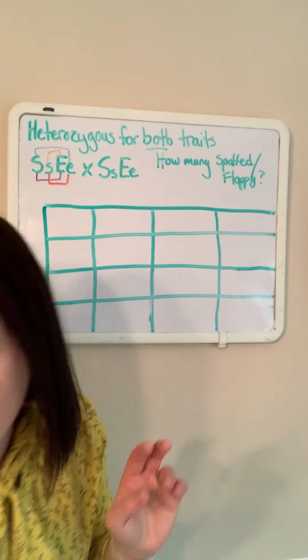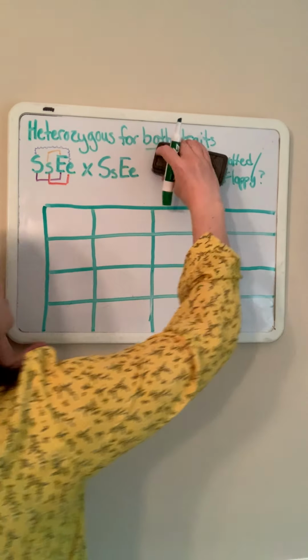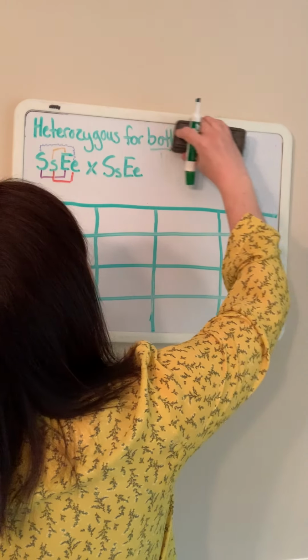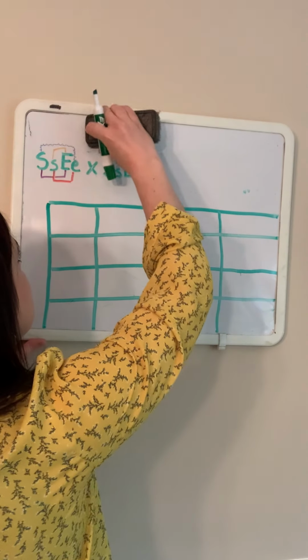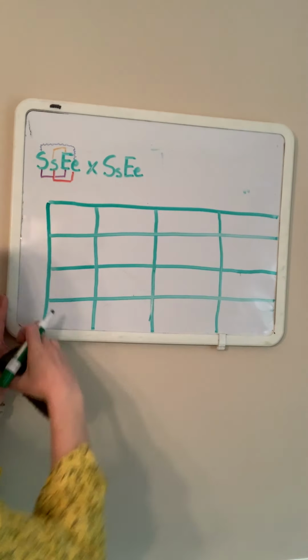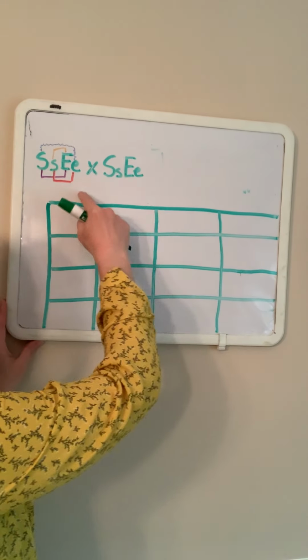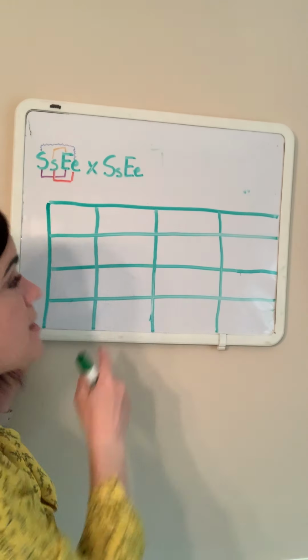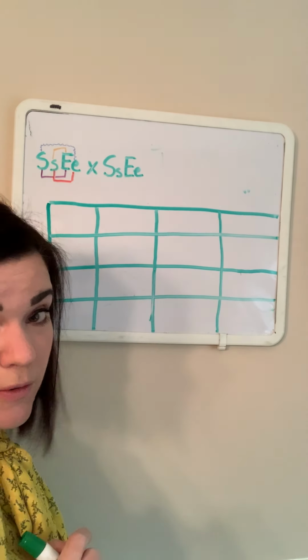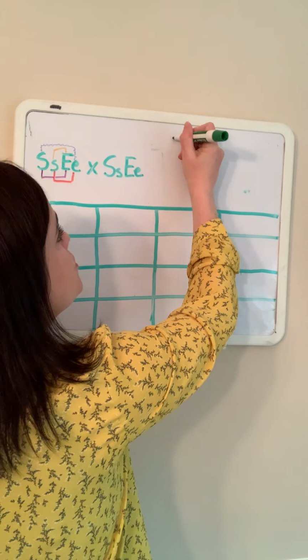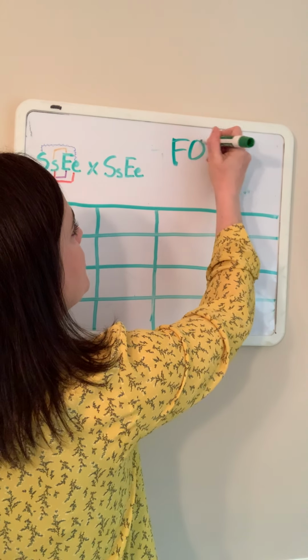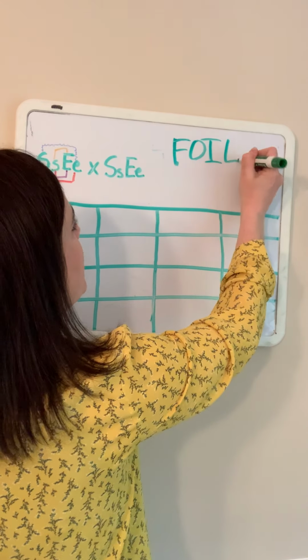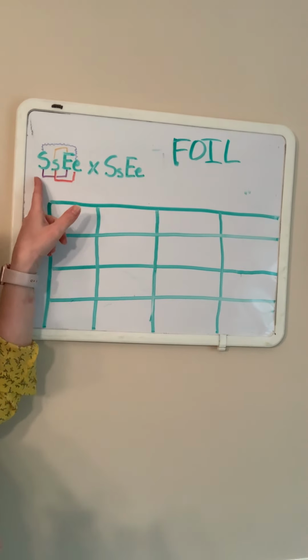My next problem is figuring out, what do I put on the top and the sides. I'm gonna have 1, 2, 3, 4 things here and 1, 2, 3, 4 things here, okay? We're going to use the foil method, foil, okay? And that's what these lines right here are showing me, okay?